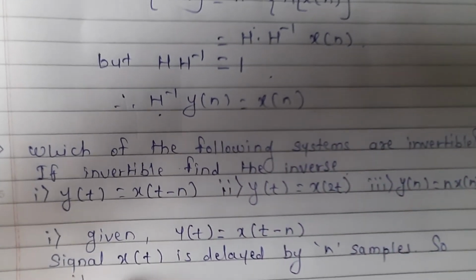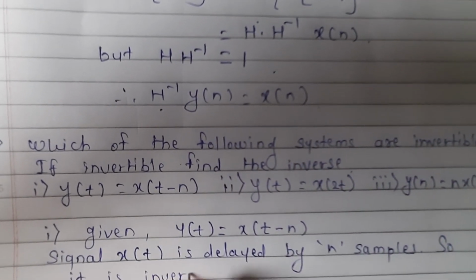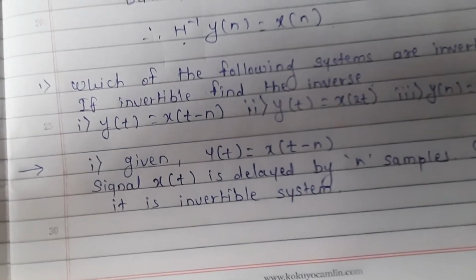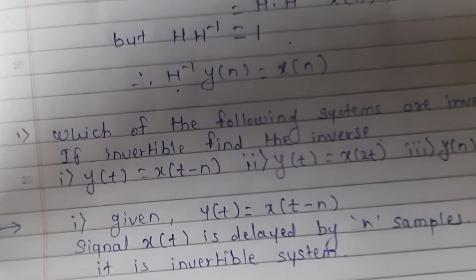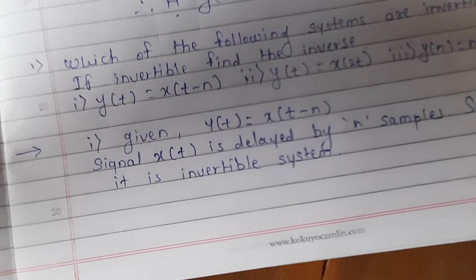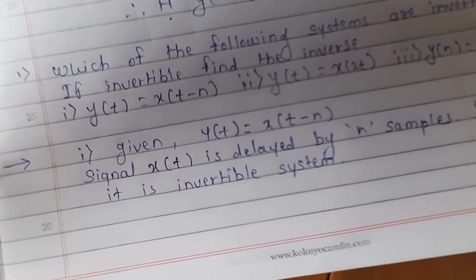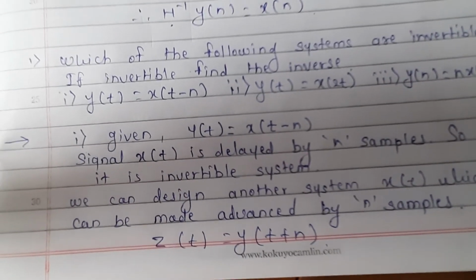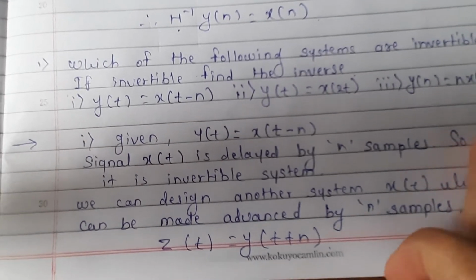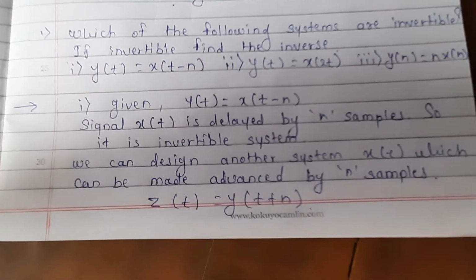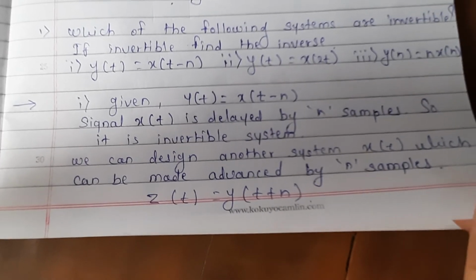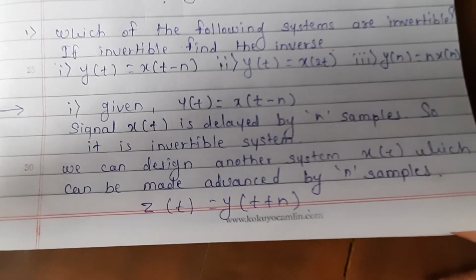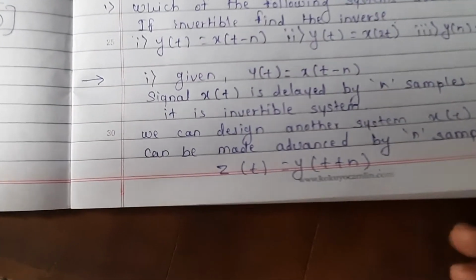it is an invertible system. So we can design another system, x of t, which can be made advanced by n samples. So this system is invertible, and we design another system that can be made to advance by n samples. So the system is y, as it is advanced, y of t plus n.